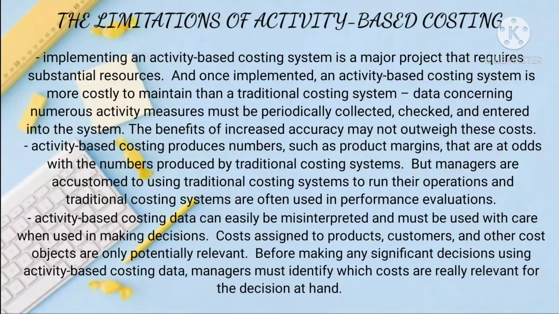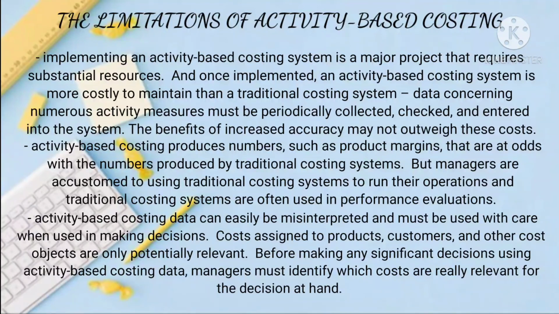The limitations of activity-based costing. Implementing an activity-based costing system is a major project that requires substantial resources. And once implemented, an activity-based costing system is more costly to maintain than a traditional costing system. Data concerning numerous activity measures must be periodically collected, checked, and entered into the system. The benefits of increased accuracy may not outweigh this cost.